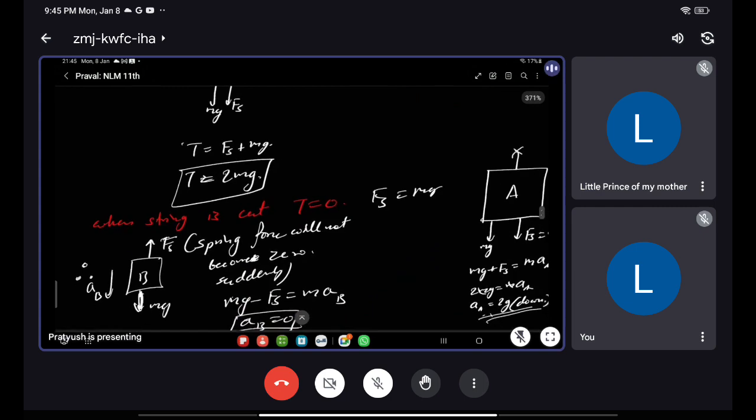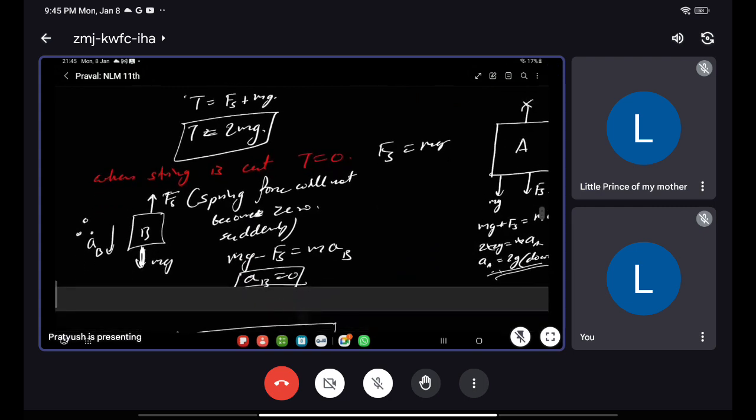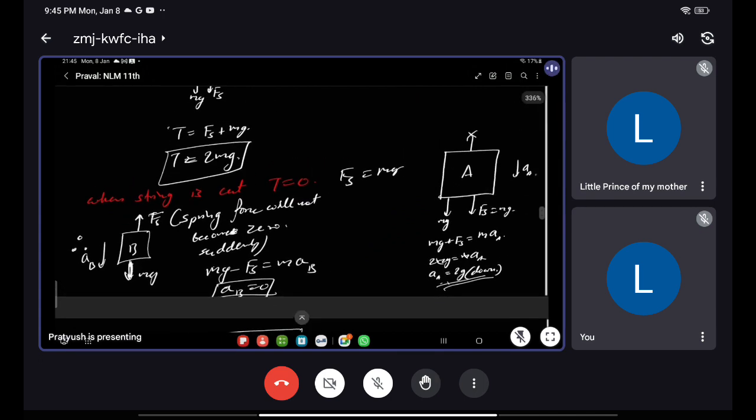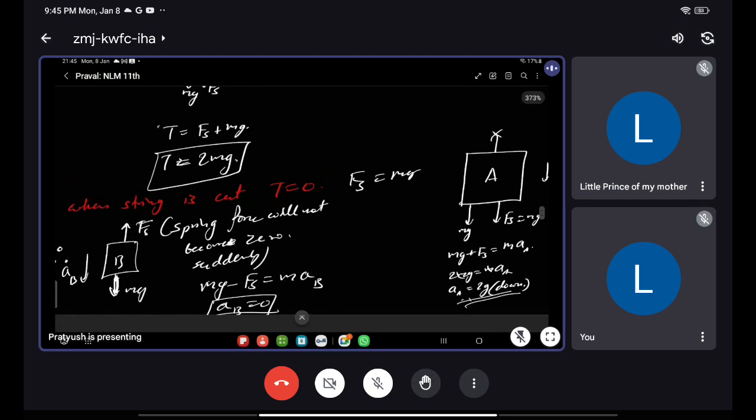See, when the string is cut, what will happen? When the upper string is cut, the spring force will try to pull both of them in downward direction. So already on A there is acceleration in downward direction due to gravity. So spring will pull it down in downward direction, plus acceleration due to gravity is there. So it will move with twice acceleration, 2g downward. Very good.